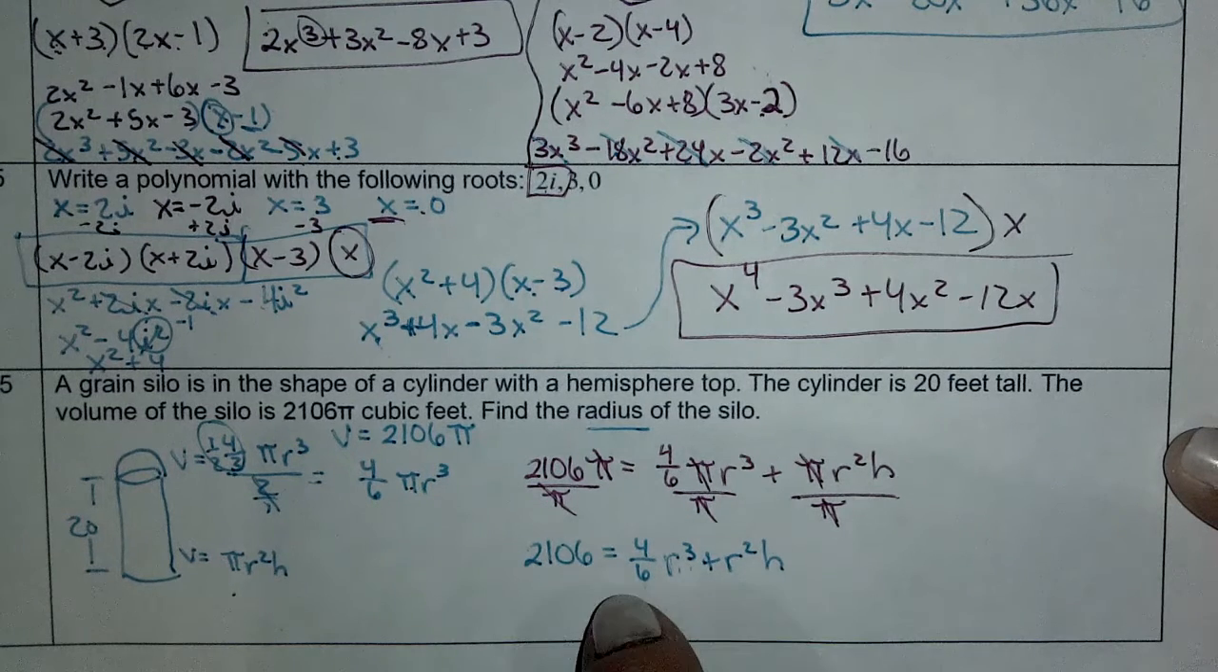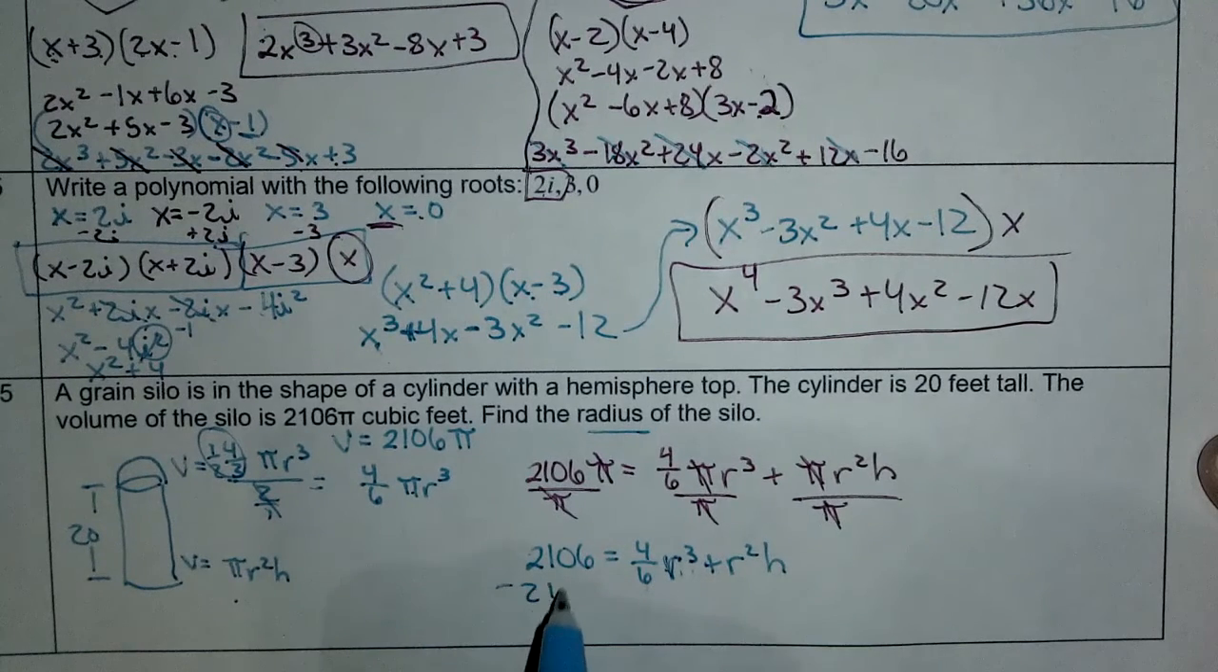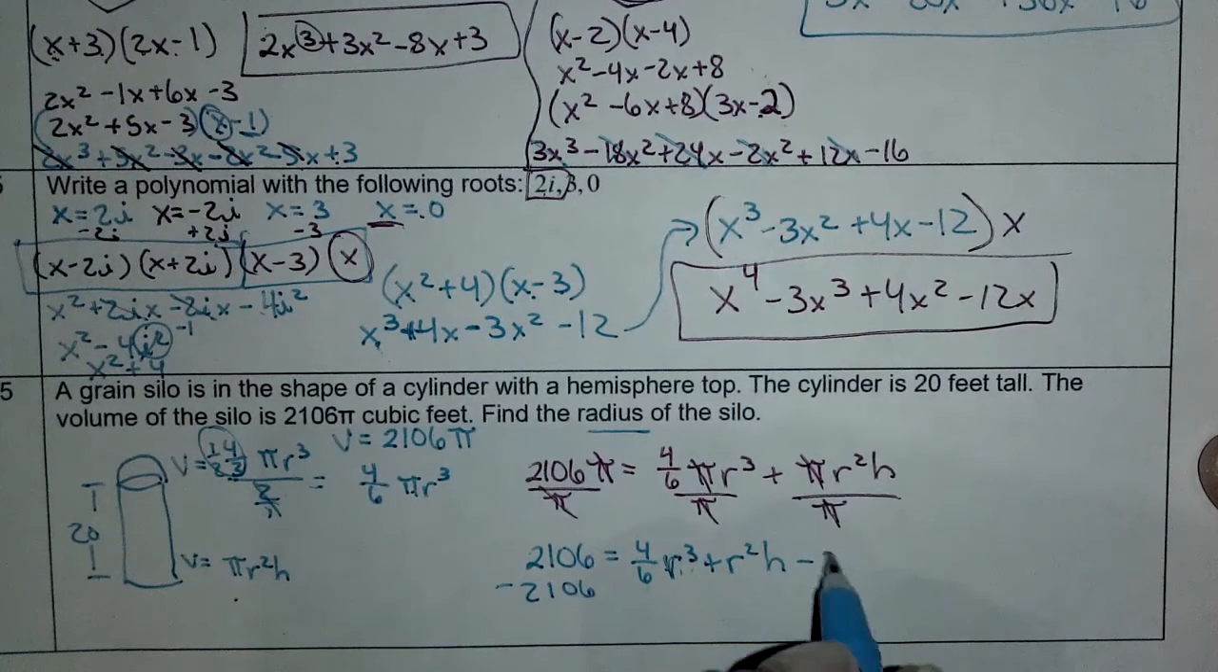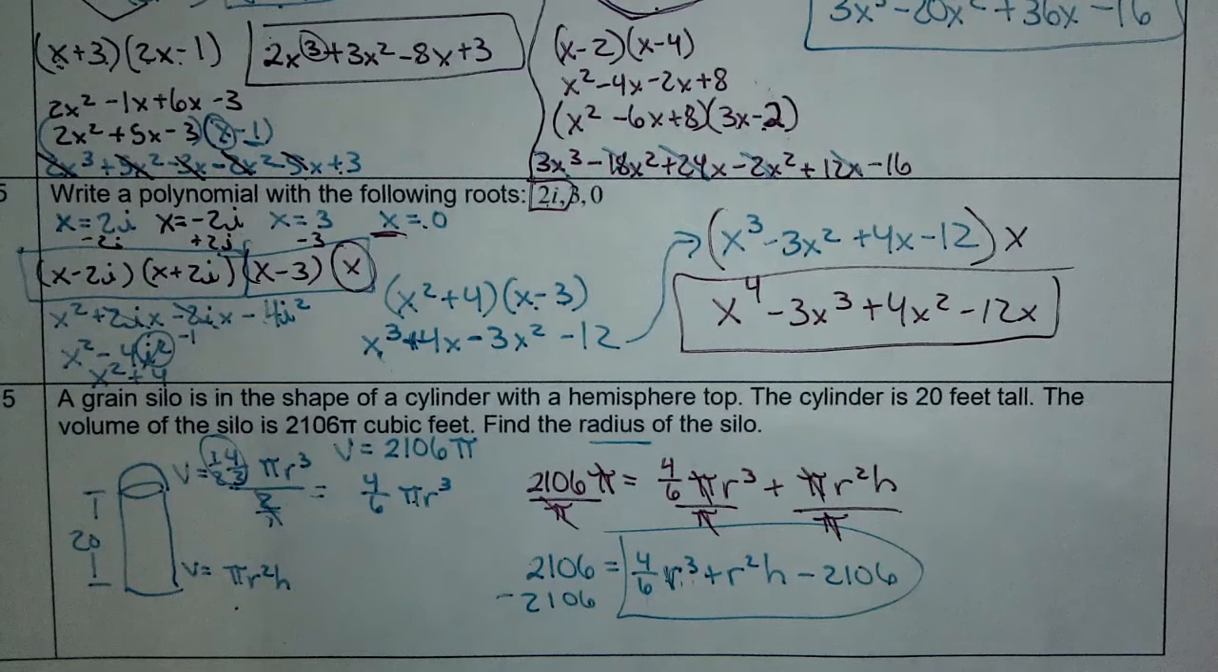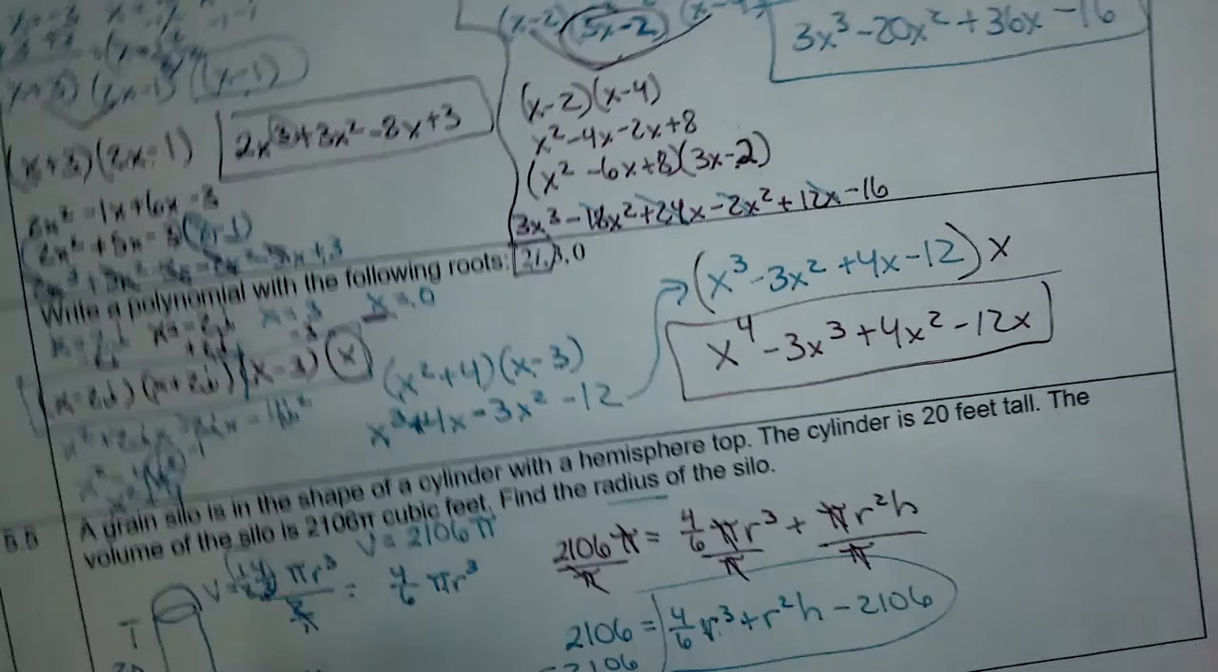Well, I'm looking for radius, so just pretend it's an x, right? x cubed, x squared. Now I need to get it set equal to 0. So now I'm left with a polynomial and I can solve it. I can solve it by factoring, I can solve it by division, I can solve it by whatever method I need.